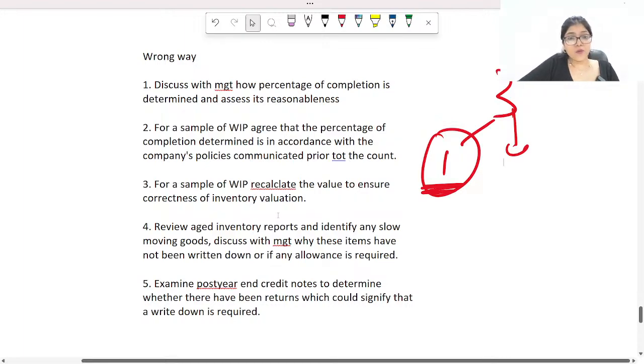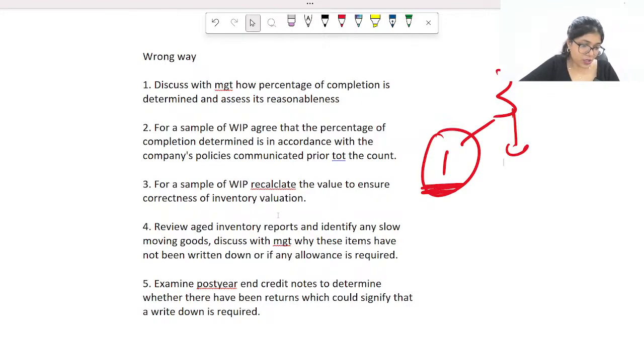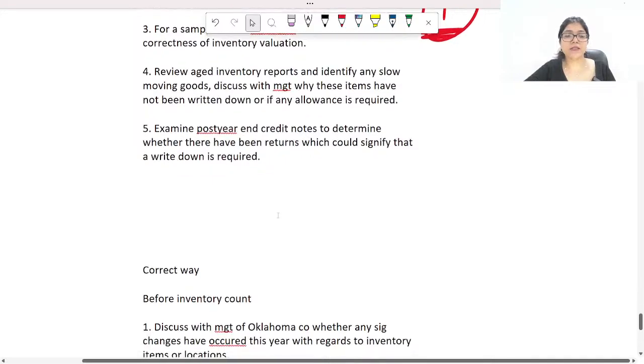Point 4 can be used. Okay, we'll see. Not using standard cost. Yes, standard cost was mentioned in the answers. We can definitely use that as well. Okay, let's see the correct way.